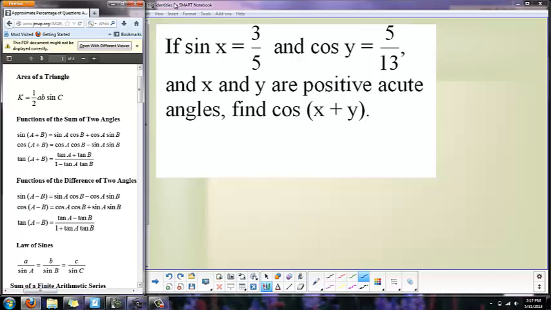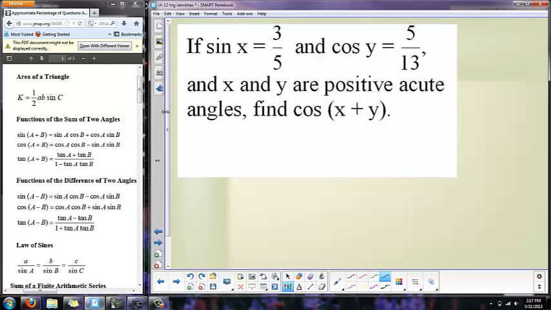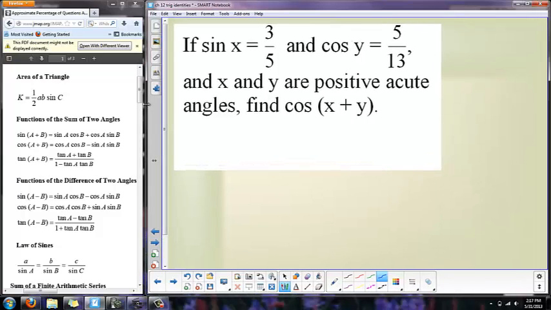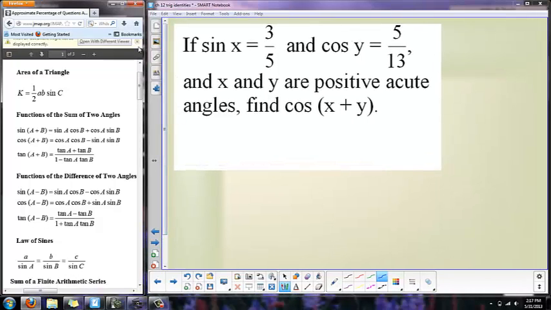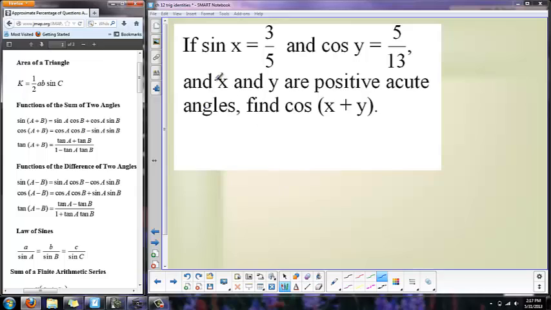Okay, so there we go. Perfect. If sine x is 3/5 and cosine y is 5/13, and x and y are positive acute angles. Now the reason why they're telling you that is because that means that both these angles are in the first quadrant, so that's important to know. Find cosine of x plus y.